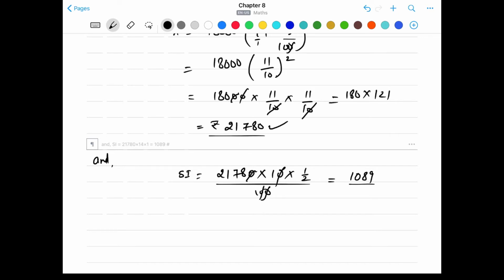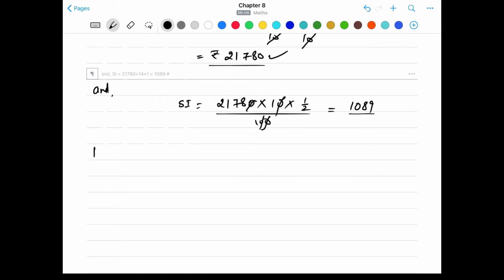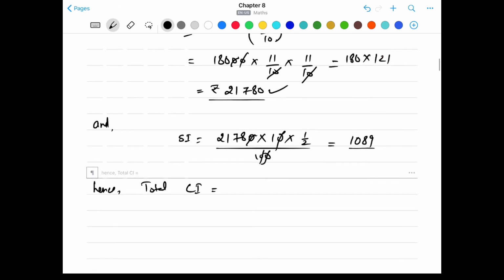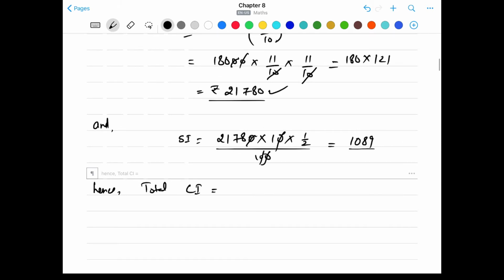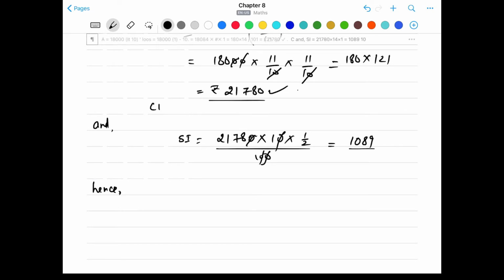Okay, so now we'll write total CI will be, hence, first we'll calculate the CI from here. From here CI will be A minus P. A in this case is 21,780 rupees. P is given as 18,000. So the result will be 3,780. Okay, so this is the interest after 2 years, and this is the interest after half year.